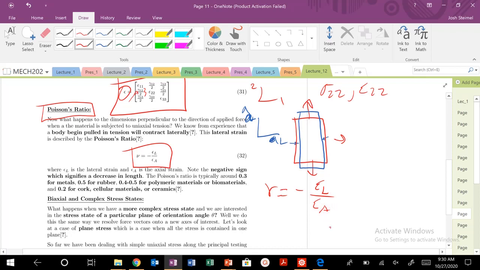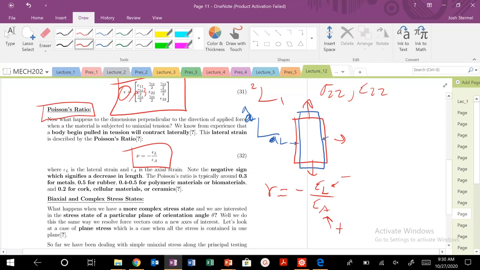So is the axial strain positive or negative? Well, in our sign notation, it is extending axially, so that's a positive. Laterally, we are being compressed, so we're shrinking in that direction, so that's going to be a negative. So our Poisson's ratio is typically going to be a positive.